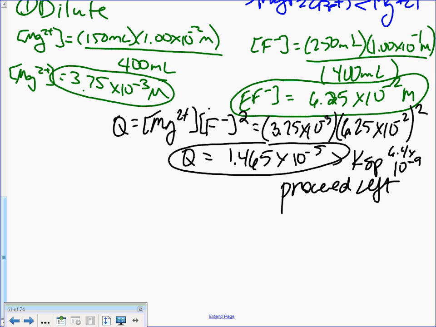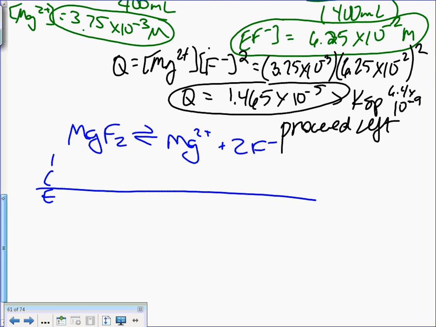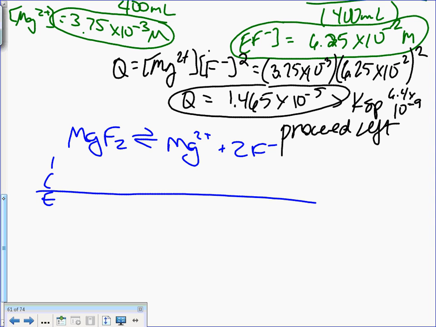So I'm going to rewrite my equation because it's up there and I can't see it now. So magnesium fluoride equilibrates to magnesium plus 2 fluorines. What am I starting with of both of these? No. The ones that you've already solved for. The diluted initials are what you're starting with. So that's the point, once you've done your dilutions, those are the initials, they go in here. So that's 3.75 times 10 to the negative third, and this is 6.25 times 10 to the negative second.